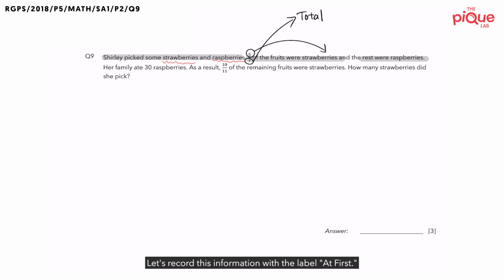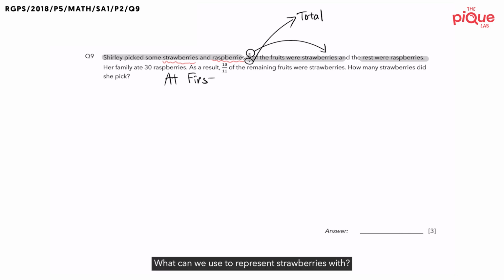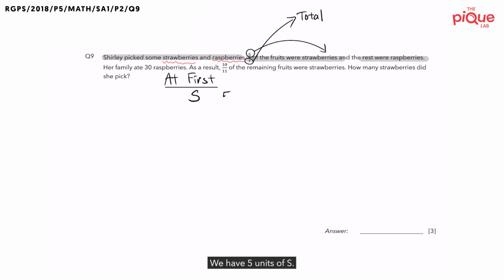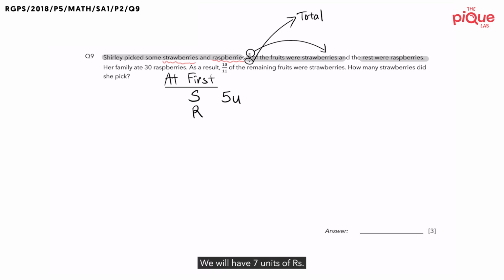Let's record this information with the label at first. What can we use to represent strawberries with? We can use the letter S to represent strawberries. And how many units of S do we have? We have 5 units of S. We can also use the first letter of raspberries, which is R, to help us identify raspberries. Using the first letter for representation saves us time. So how many units of R's do we have now? We will have 7 units of R's.